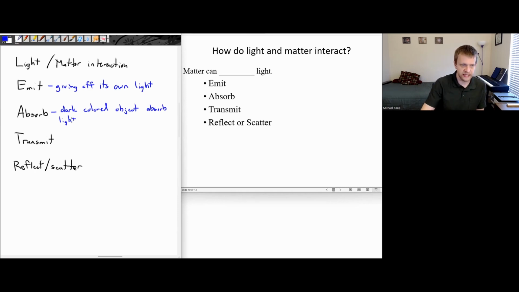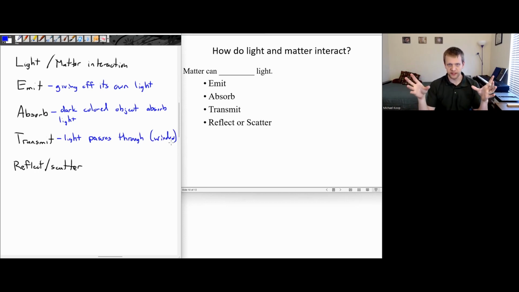What about transmitting light, where light actually passes through the material? Well, the easiest example of that is a window. Light passes through. Or if you have something like saran wrap, there are different kinds of clear, transparent materials that allow light to actually pass through them.